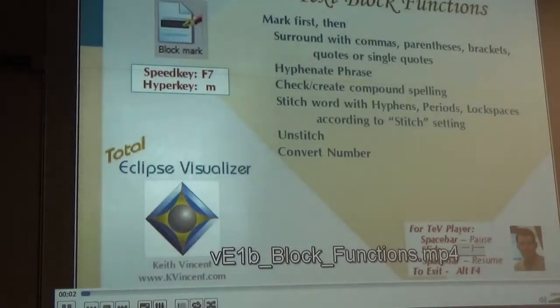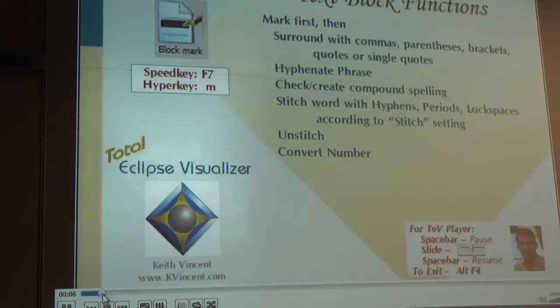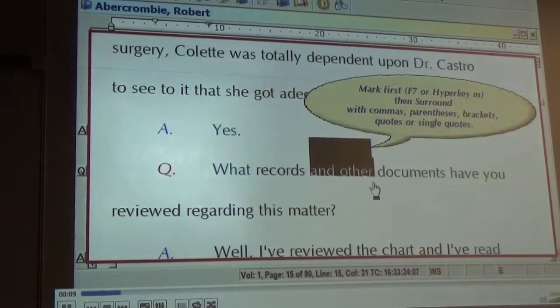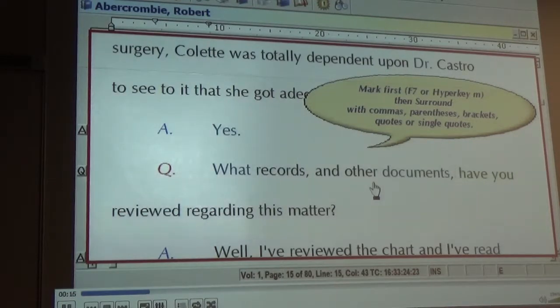Let's look at some of the functions that Total Eclipse makes available once you've marked a block of text. I'll press F7 or hyperkey M several times to mark this phrase. If I now press the comma key, the phrase is surrounded by commas.